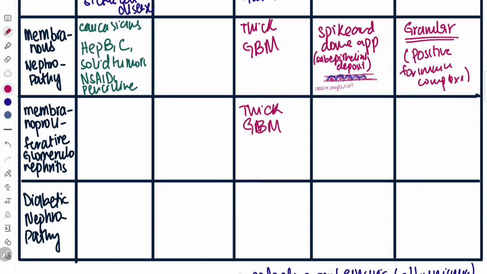And what will be the electron microscopy? Thick basement membrane with tram track appearance. Tram track appearance. First, let me explain this. So, what is tram track appearance? Before doing H&E, we first have to do the two types of membranoproliferative, and then you will have a good idea what is tram track appearance. So let's first do that.